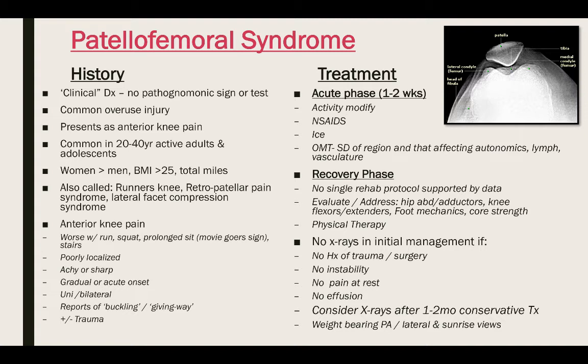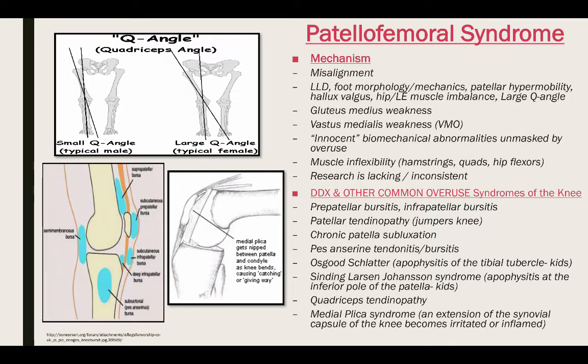But if it's been a period of time and it's not getting better, then you would want to consider getting some sunrise views to see if there isn't a little foreign body in there or some type of osteochondral defect or something like that. But generally you can just treat conservatively. And when you're thinking about patellofemoral syndrome, there are a lot of mechanisms that play into this. So again, don't just diagnose patellofemoral syndrome. Figure out what's going on.